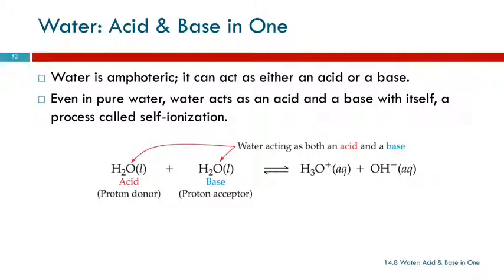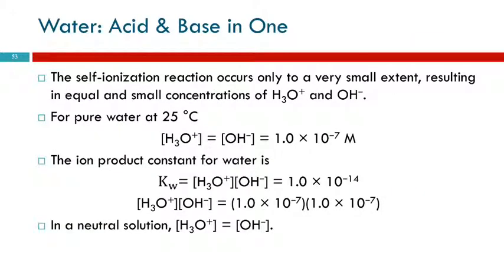Now you might say, why would water want to do that? Well, it doesn't do it very much. It just does it a teeny tiny bit, but it can do that. That's called self-ionization. Water is ionizing itself. So it happens only to a very small extent. So we get small concentrations of the hydronium and hydroxide ions, and they're equal, right?